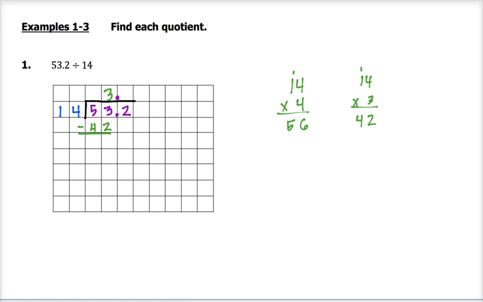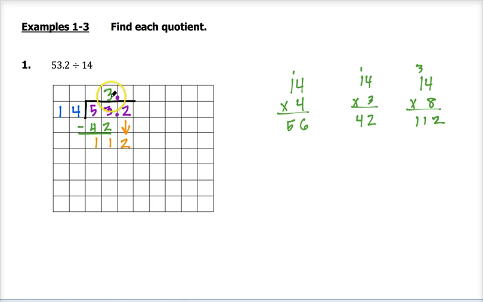We subtract 53 minus 42, and we get 11. And now we can bring down our 2, and now our job is to take 14 into 112. Use your estimation skills. Think about how many times 14 might go into 112. And if you said 8, you'd be correct. 14 actually goes into 112 8 times evenly. 14 times 8 is 112.